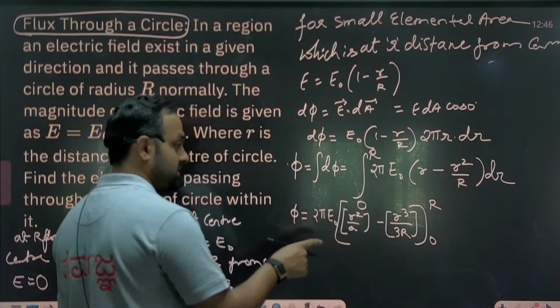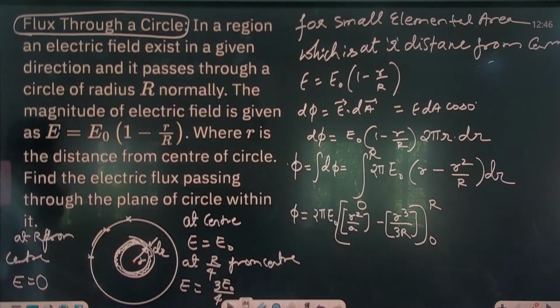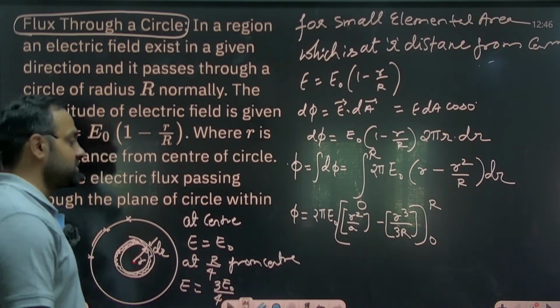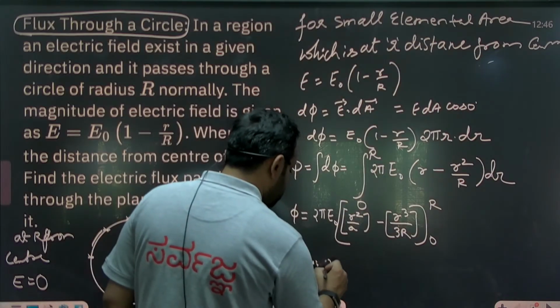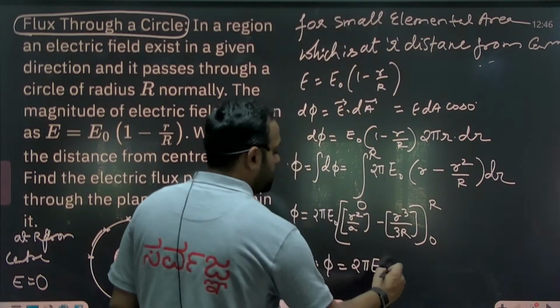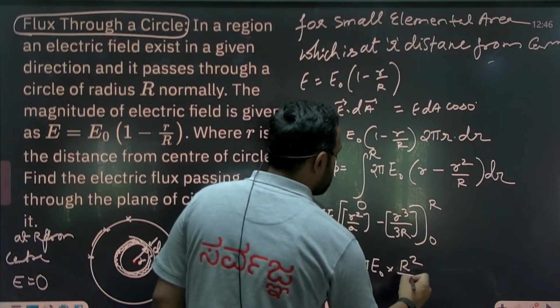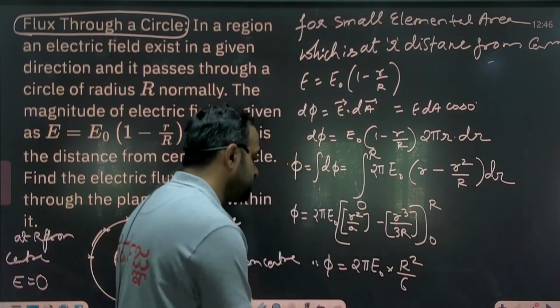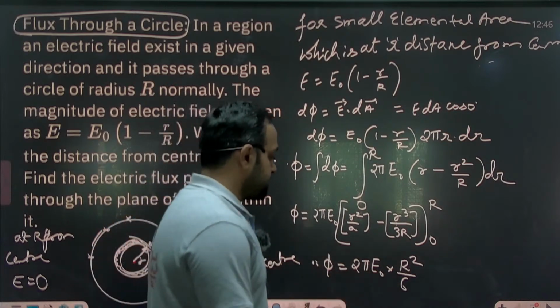So R square by 2 minus R cube by 3 will be R square by 6. It will be R square by 6. So therefore flux will be equal to what? 2 pi E naught into R square divided by 6. So 2 and 6. So you will get what?